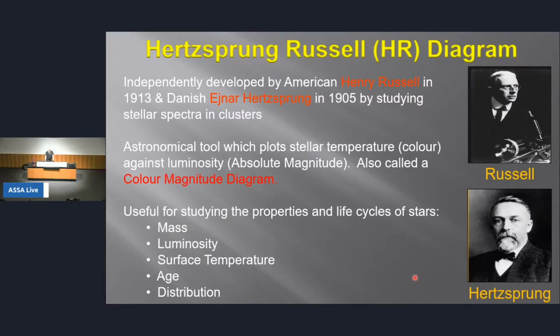independently of each other. So it's an astronomical tool, and it plots stellar temperature, which is equivalent to colour, against luminosity, which is equivalent to absolute magnitude. And it's also called a colour magnitude diagram. And it's useful for studying properties and the life cycle of stars, including mass, luminosity, surface temperature, age, and distribution.